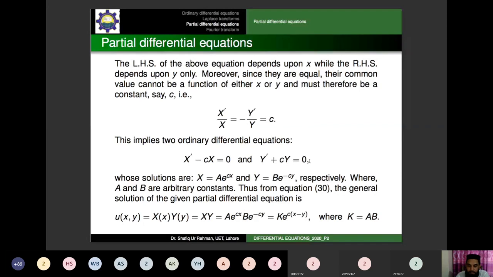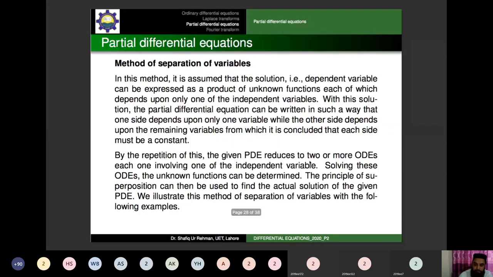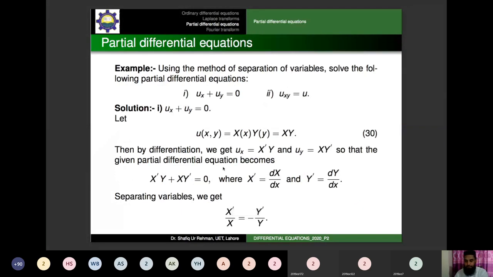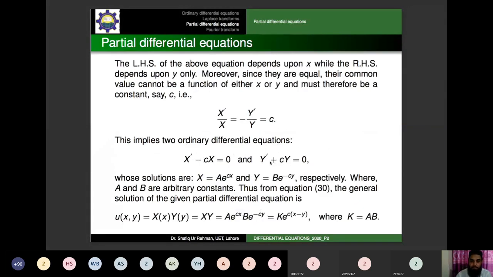With the assumption of the solution of the partial differential equation as the product of unknown functions, we are talking about this aspect. The given partial differential equation reduces to two ordinary differential equations, each involving one of the independent variables. The first depends upon x. The second depends purely upon the variable y. It's a very simple one, a first order differential equation in the dependent variable capital X, independent variable small x. The second one is a first order differential equation in the dependent variable capital Y, independent variable small y.